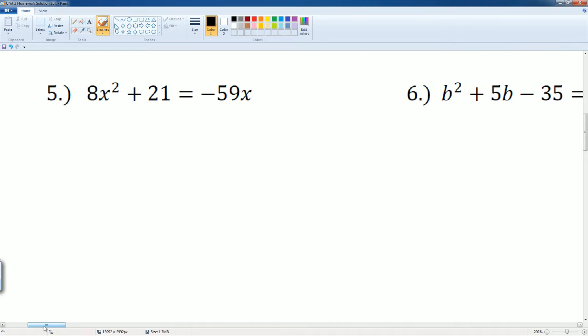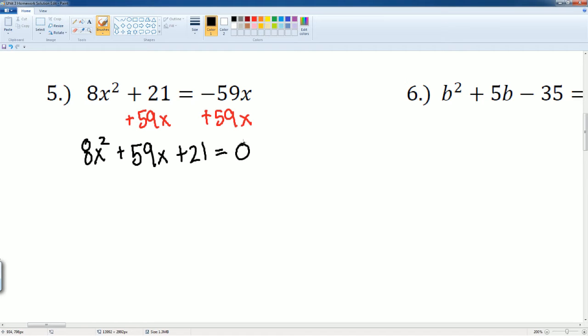Let's look at number 5. Okay, we want this equal to 0, so we're going to add 59x to both sides. Okay, 8x squared plus 80x. No, that is wrong. Remember, this has an x in it, so this is 59x plus 21. 21 is a constant. Don't combine them if there are no like terms. Is there a GCF between 8, 59, and 21? There's no GCF.